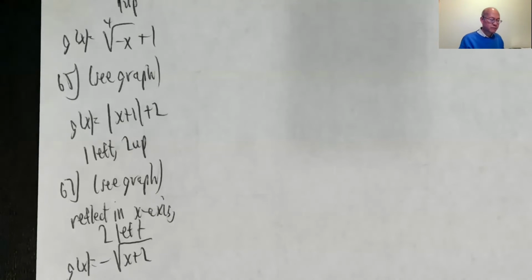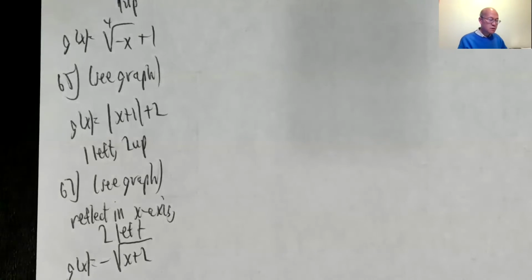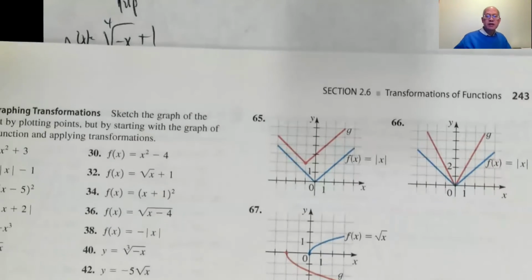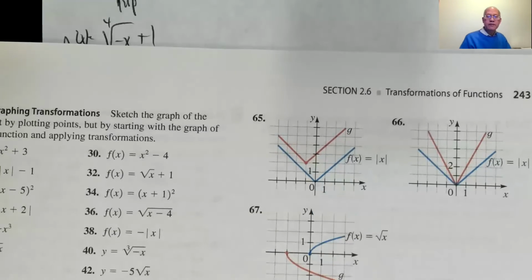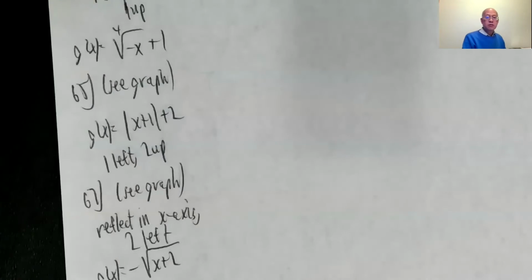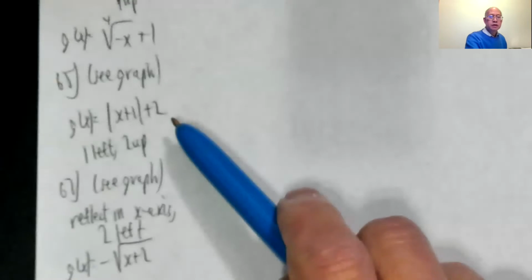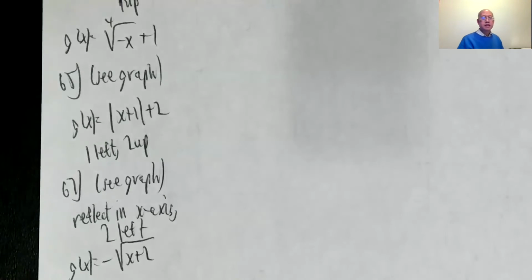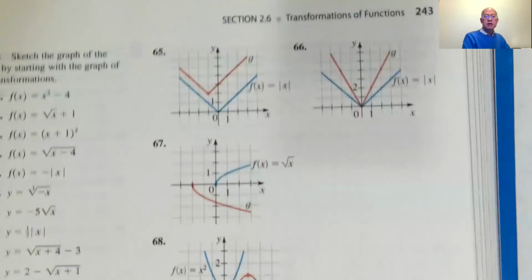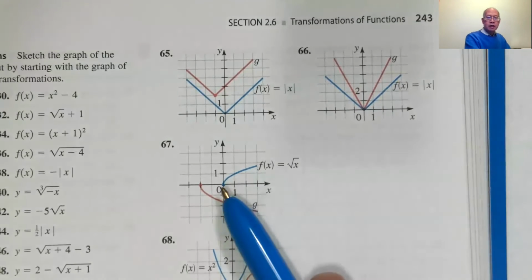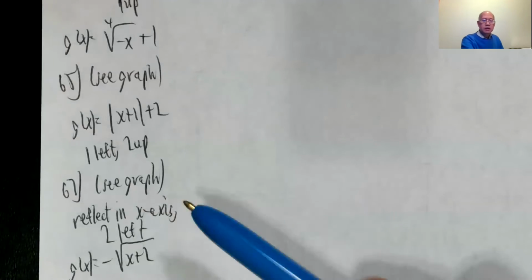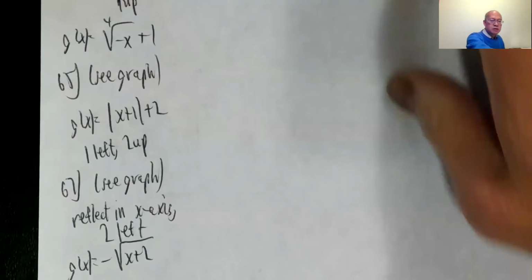Okay, 65, you have to look at the graph, and same for 67. So 65, the graph got shifted 1 left and 2 up. So the new function would be absolute value of x plus 1 plus 2. And 67, you also have to see the graph. So 67 looks like you reflect across the x-axis and then move 2 to the left. So reflecting the x-axis 2 left, so g of x is negative square root of x plus 2.